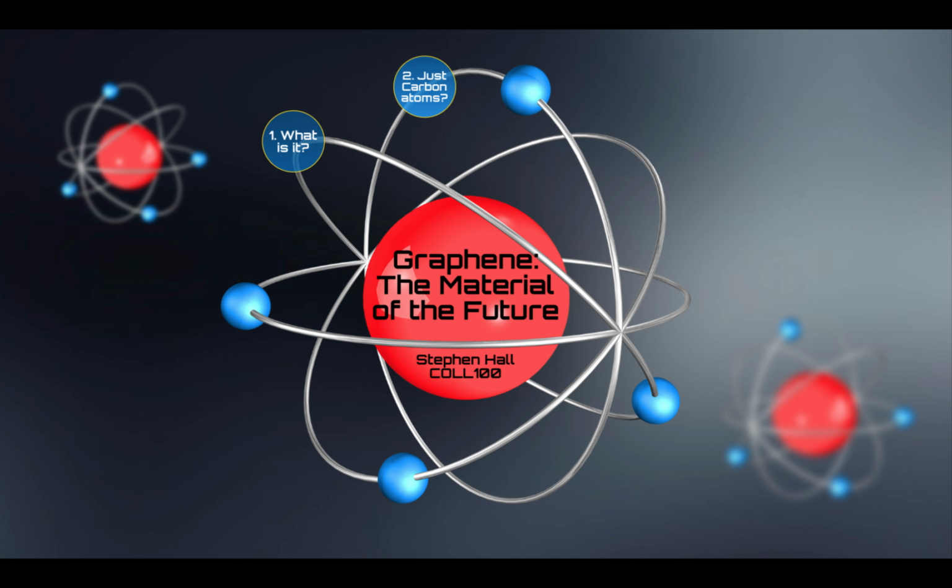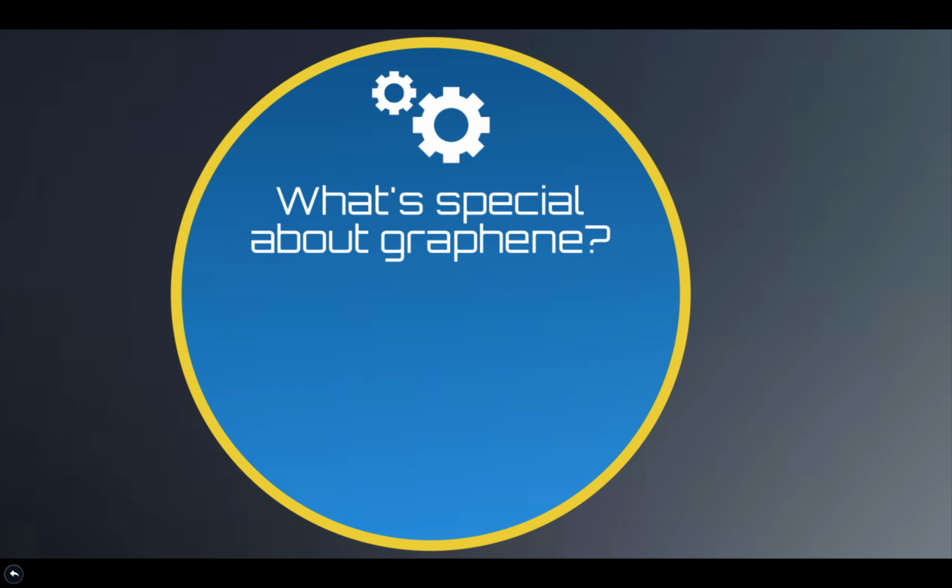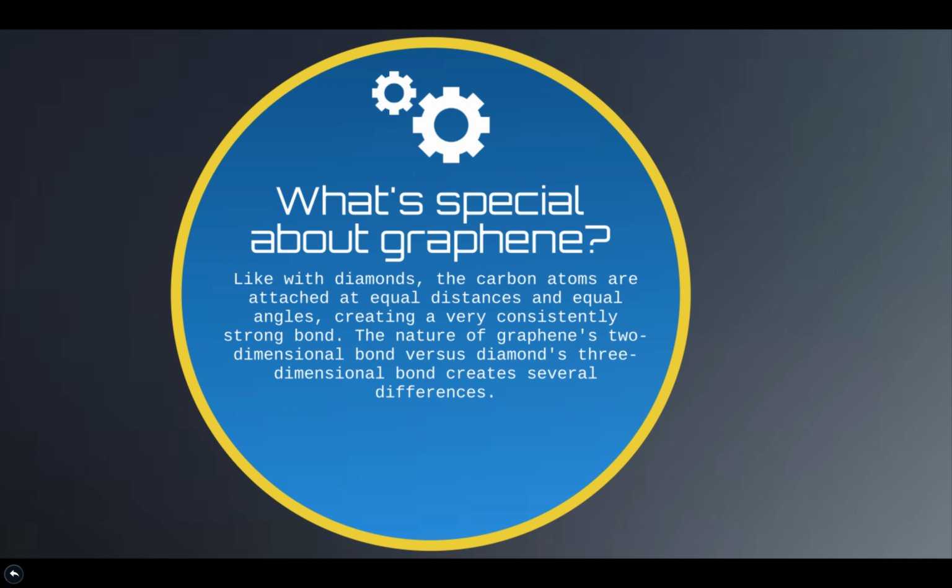So with all these common forms of carbon, let's talk about what makes graphene so special. So what is special about graphene? Like with diamonds on a three-dimensional plane, the carbon atoms in graphene have bonds of equal distance and angle on a two-dimensional plane. Compare this with fullerene, where the bonds are not identical, or in graphite, where the bonds are incomplete due to fracturing and unorganized layering.